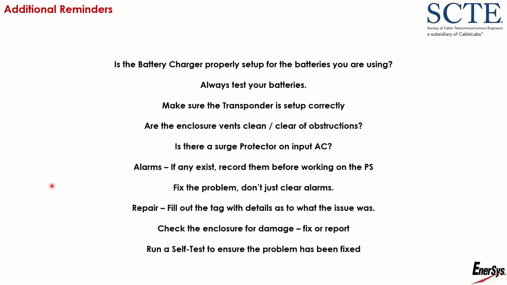And then one of the things I used to have my technicians do, this is just, again, a recommendation, is anytime they got done working on a power supply, no matter what they did, I required that they run a self-test. So I'm done working on my power supply. Before I actually leave that site, I run a manual self-test. That will verify that everything is working properly. If the self-test fails, you didn't fix something right, and it needs to be corrected.